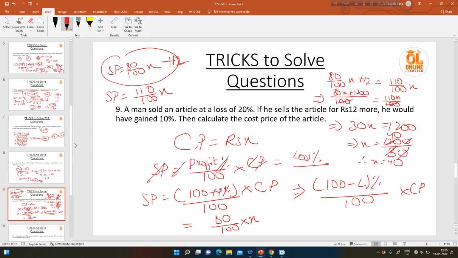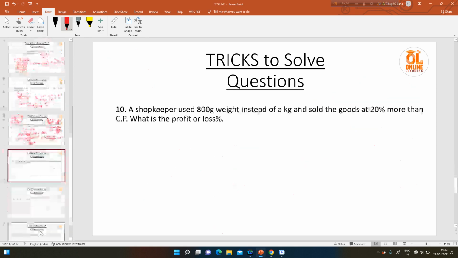We have equated the equation because we have considered CP as X. As there is a loss of 20%, by this formula 100 minus 20% is 80 by 100 into X. And if he sells the article for rupees 12 more, with this SP we have to add 12. He would have gained 10%, and we know if there is a profit of 10%, then we will have 110 by 100 into X. So we have just equated it and we have got the solution. Hope you have understood. Now let us move to the last question of today's.